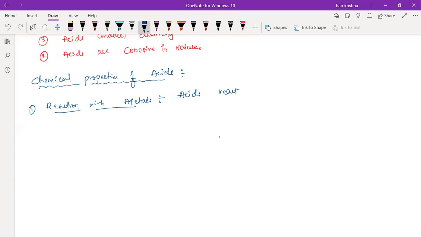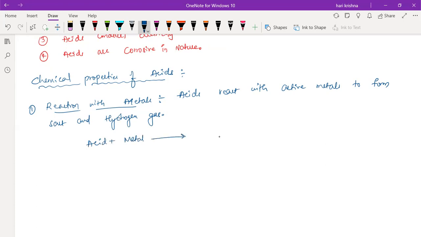So acids react with active metals to form salt and hydrogen gas, right? So acid plus metal will form the salt plus H2 gas. This is a general formula.